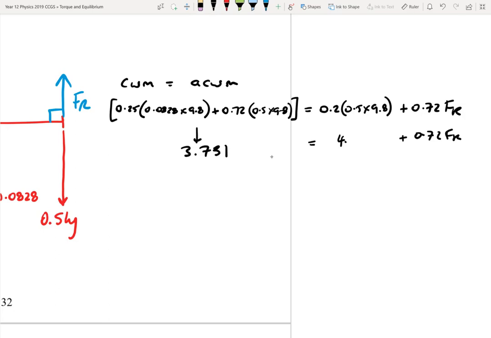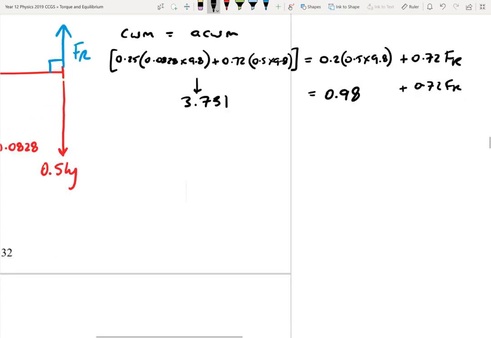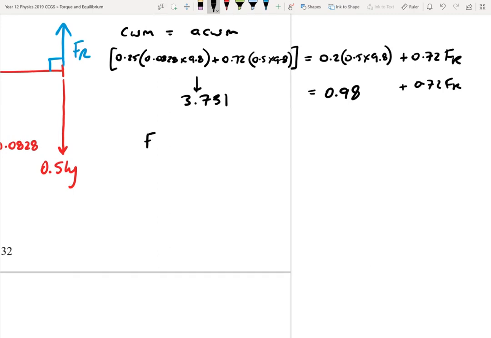0.98, that's much better. The counterlever is providing 0.98. So the reaction force need only provide the rest. The remaining 2.7 will be provided by the reaction force. So FR equals 3.731.